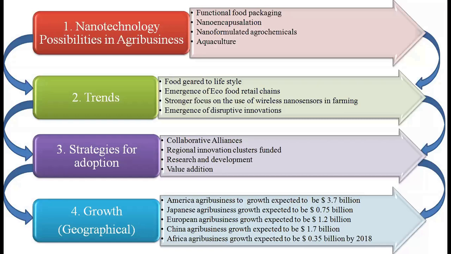Then emergence of eco-food retail chains, strong focus on the use of wireless nanosensors in farming, emergence of disruptive innovations. Then what are the strategies for adaptation? Like collaborative alliance, then regional innovation cluster fund, then research and development value additions. Such strategies should be adopted. Then growth, we see that it is expected. In developed countries this type of packaging material is already used, but it is now our turn to make it cost friendly, consumer friendly and also industry friendly, to make it very viable.